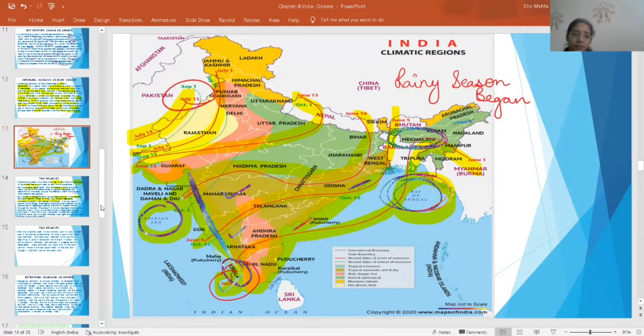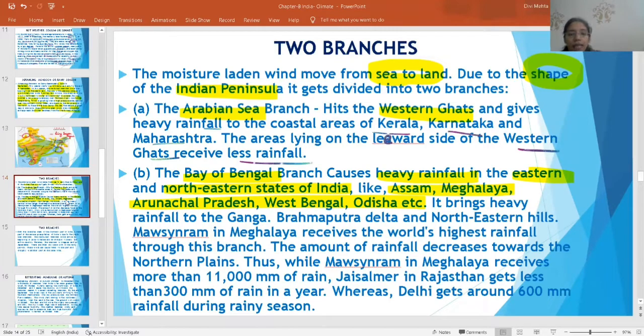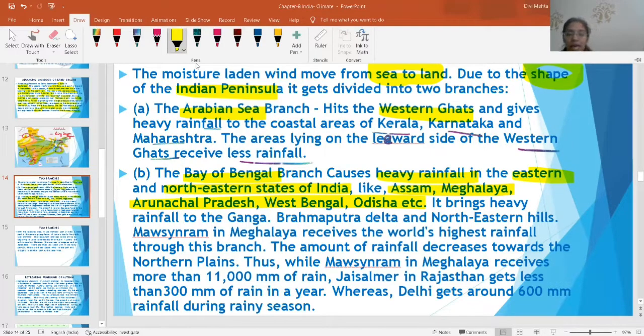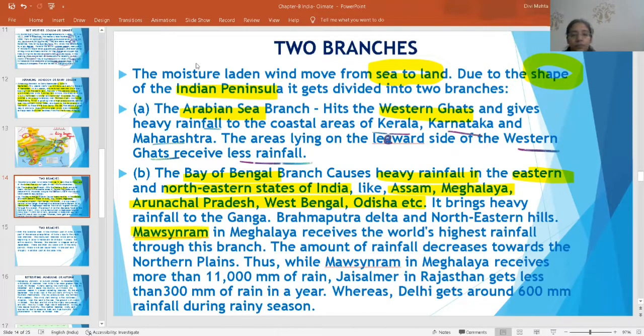I'll tell you why. It brings heavy rainfall to the Ganga-Brahmaputra Delta and northeastern hills. This also brings very heavy rainfall to the Ganga-Brahmaputra Delta and your northeastern hills. Underline: Mawsynram. Mawsynram is in Meghalaya, this place. It receives the world's highest rainfall. Around 400 centimeters of rainfall comes in Mawsynram, Meghalaya. Underline: Mawsynram is a place in Meghalaya which receives the world's highest rainfall through your Bay of Bengal branch.